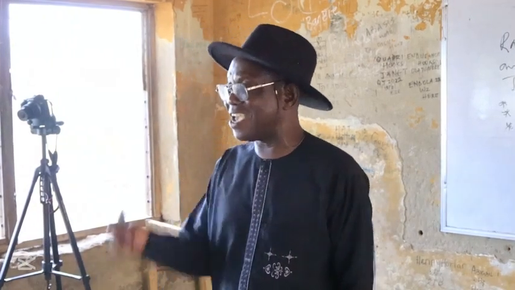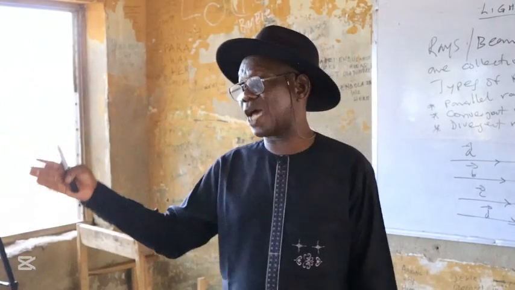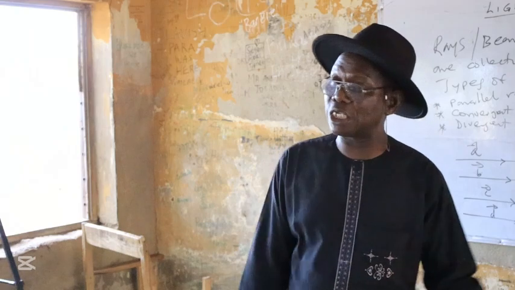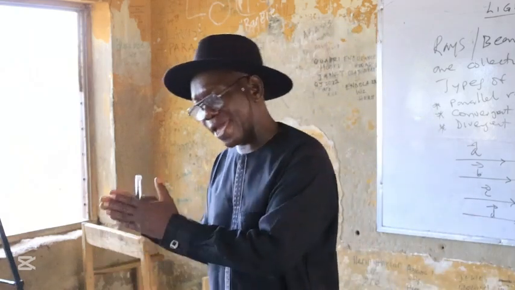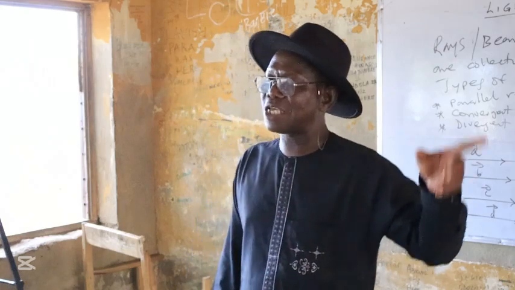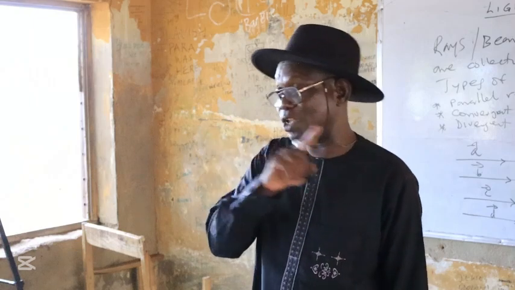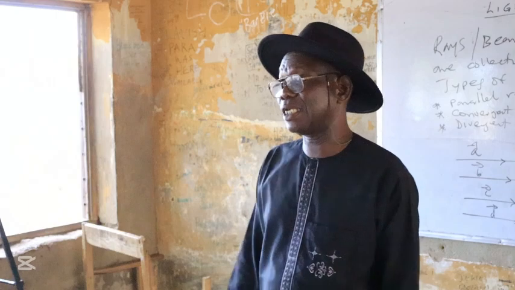You will see the ray. You will see the light you put at the other end. As you put the candle at one end, set your eyes at the other end. You'll be able to see the light you put at the first end.